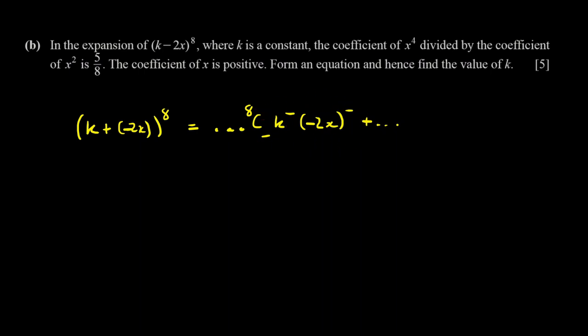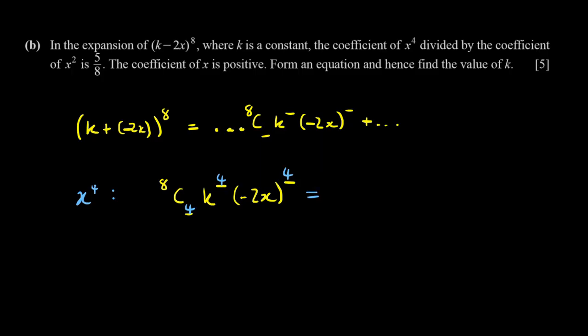Okay, so we know that each term is going to look something like this. And that means that we should be able to find the x to the power of 4 term and the x to the power of 2 term. So let's do the x to the power of 4 term first. What I'm saying is that's going to look like 8c something, k to the power of something, negative 2x to the power of something. Well, if we want x to the power of 4, this power needs to be 4, which means that power there needs to be 4, right? Because the two things have got to add up to give 4. And then the 8c something term can be either this or this, but both are 4. So let's expand this.